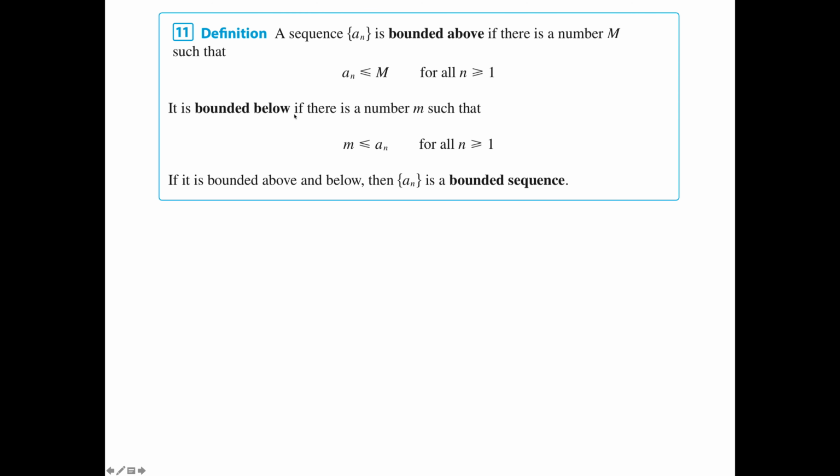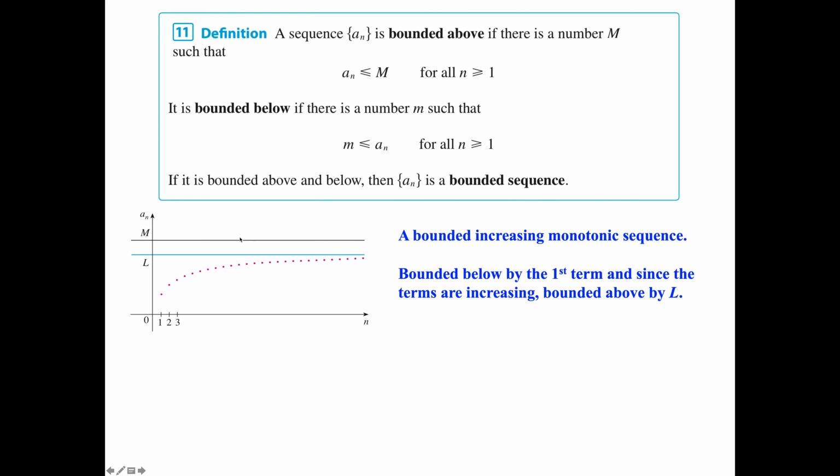It is bounded below if there is a number, let's call it lowercase m, such that that lowercase m, hint, hint, y value, is less than all the y values of your sequence function for all your n's greater than or equal to 1. So if it's bounded above and below, then a sub n is considered a bounded sequence.